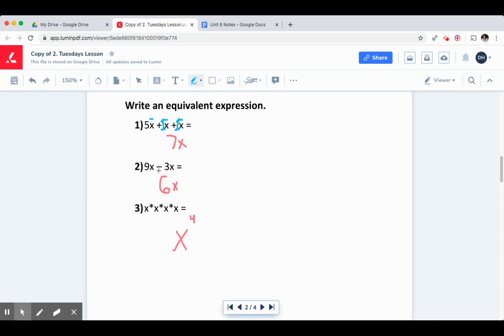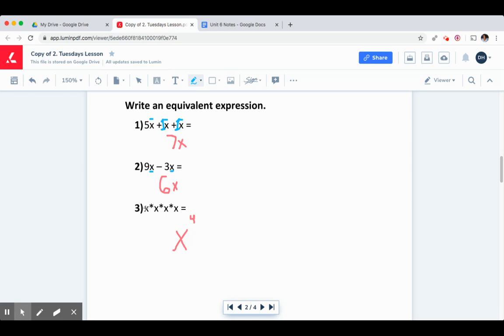For number 2, 9x minus 3x. Our variables are the same, so we can do the subtraction. 9 minus 3 is 6. 9x minus 3x is 6x. If you write this out in expanded form, you'll start writing 9 x's, take away 3 of them, and you'll see that you are left with 6 x's.